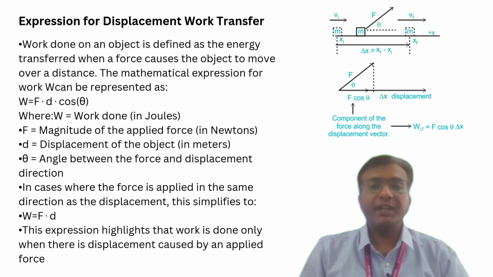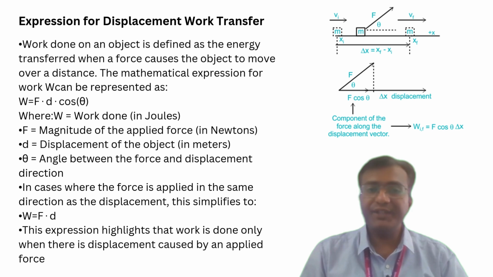The term cos theta accounts for the fact that only the component of the force that is parallel to the displacement contributes to the work done. If the force is applied in the same direction as the displacement, when theta is equal to 0, then cos of theta is equal to 1, and the equation simplifies to W is equal to F multiplied by D. However, if the force is applied perpendicular to the displacement, when theta is 90 degrees, the cos of theta value becomes 0 and no work is done.